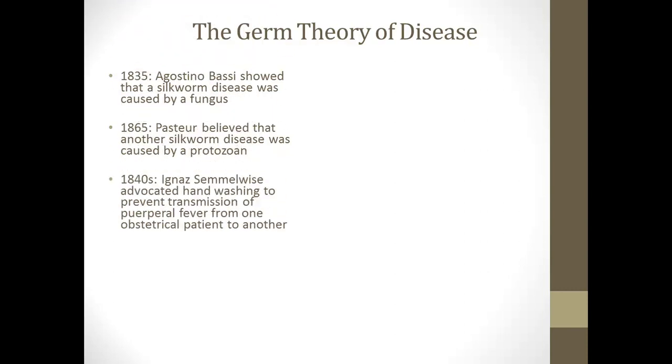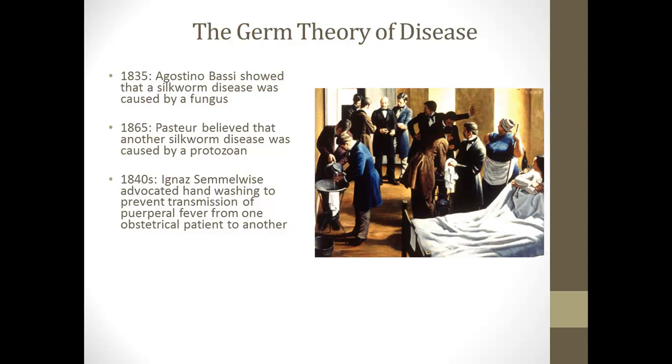In the 1840s, Ignaz Semmelweis advocated hand washing to prevent the transmission of puerperal fever from one obstetrical patient to another. So he had a situation where mothers were developing puerperal fever after delivering their babies. And why? Because they weren't washing their hands between patients. So he recommended that they wash their hands in between patients so that they do not pass it on to another patient.